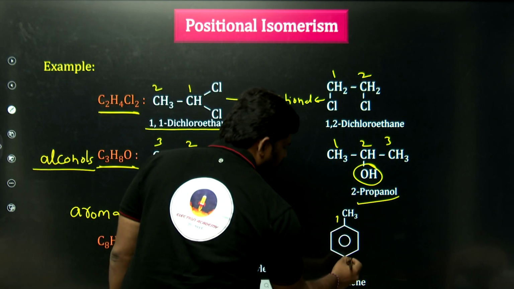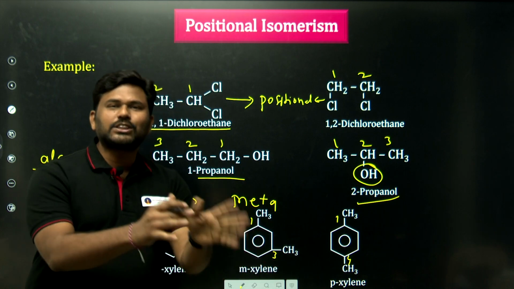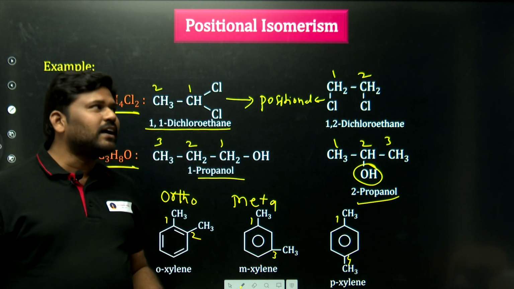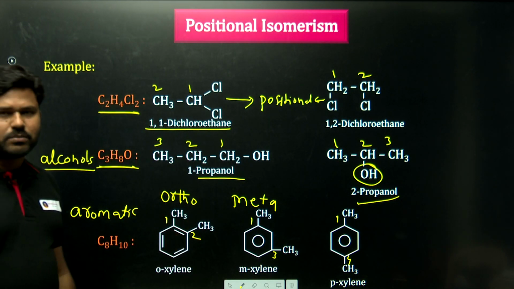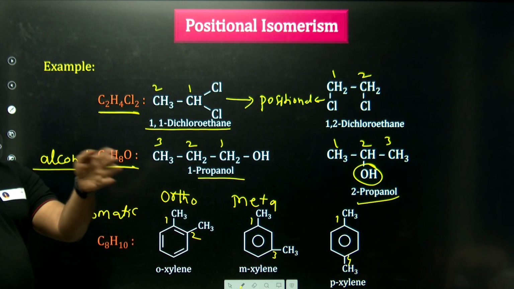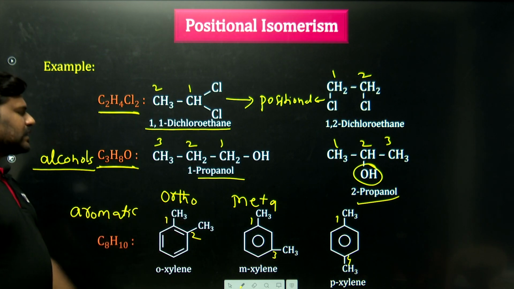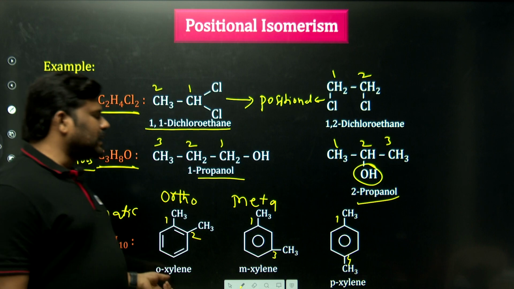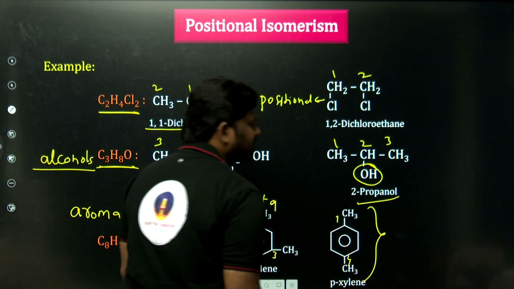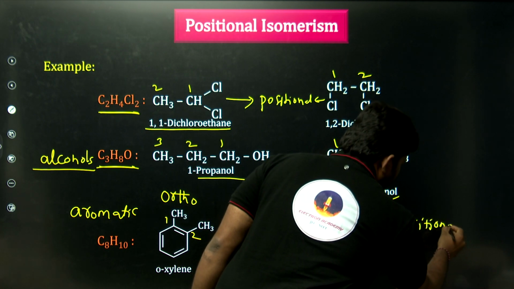Next, para. Para means the 1-4 position. So these are called ortho, meta, para, with the same molecular formula. Why are they positional isomers? Ortho means 1-2 position, meta means 1-3 position, para means 1-4 position. Benzene ring connected with 2 methyl groups is called xylene: orthoxylene, metaxylene, paraxylene. These 3 have the same molecular formula but differ in the position of the methyl groups, so they are positional isomers.